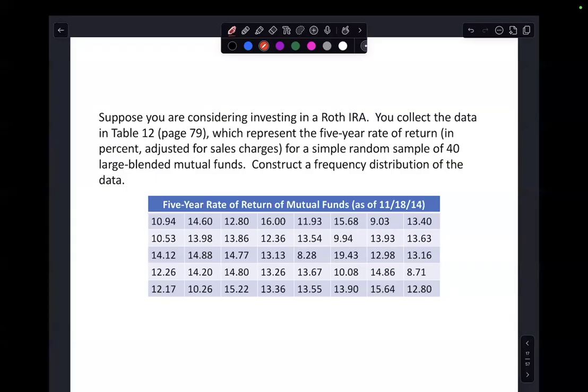So you're considering investing in a Roth IRA. You collect the data in table 12 on page 79. So if you have the textbook, it's on page 79. Don't even worry about it. It's this table right here. So this is the 5-year rate of return for a simple random sample of 40 blended mutual funds. We're going to construct a frequency distribution, and then we're going to do a histogram.